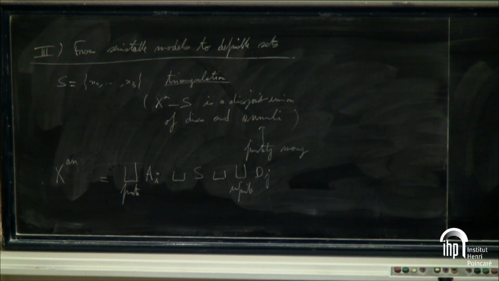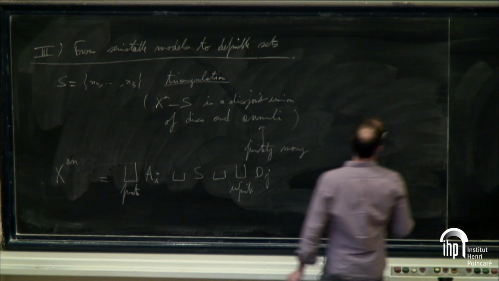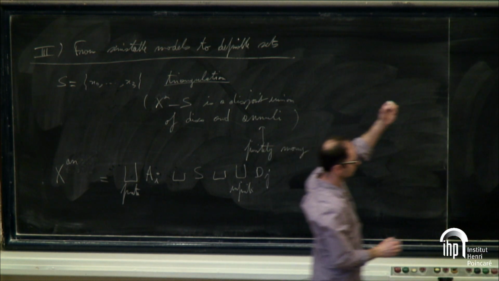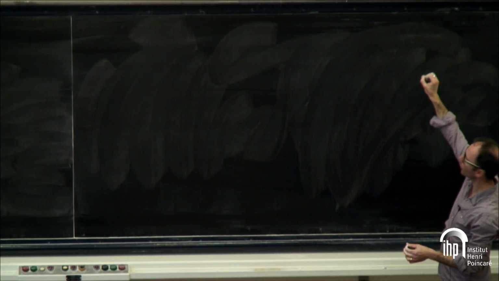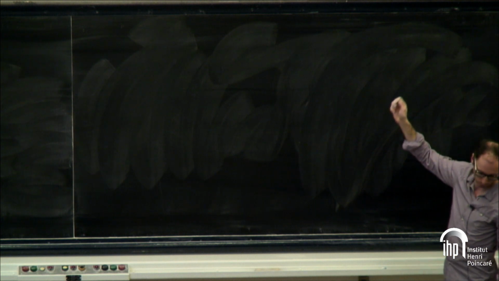Okay, and where does this come from? Of course, it's clear how you want to do it. All the disks that remain here, you want to group them according to which point is at their boundary. So you have infinitely many disks with endpoint x1, infinitely many disks with endpoint x2, and so on.